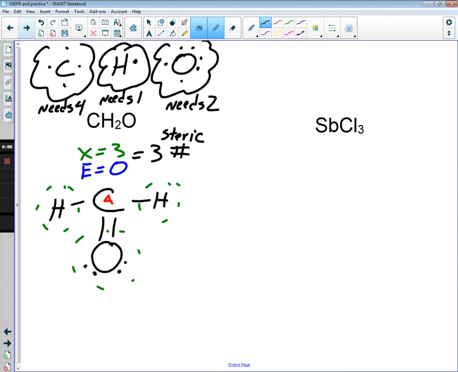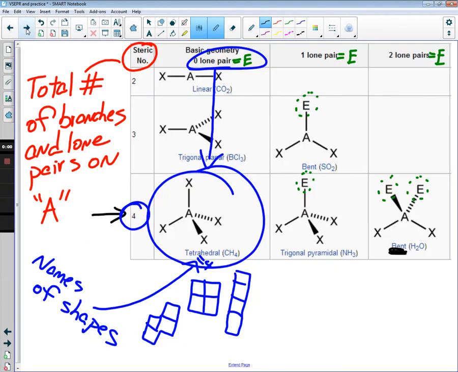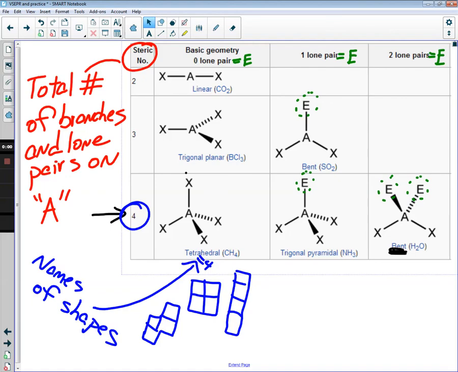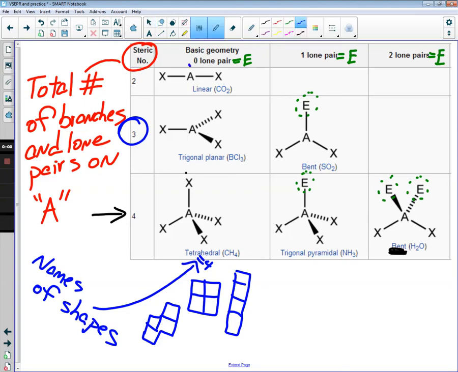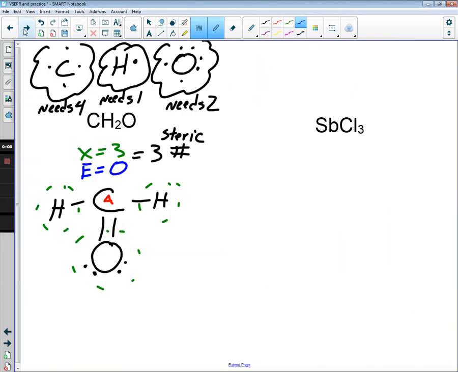When we take a look at our chart, steric number is 3. I've got 0 lone pairs. So according to my chart right here, with 0 lone pairs and a steric number of 3, what's my shape going to be? They're saying it's going to be trigonal planar. That means I'm going to have an atom that's got 3 atoms coming off of it, and it's going to make kind of a triangle shape.